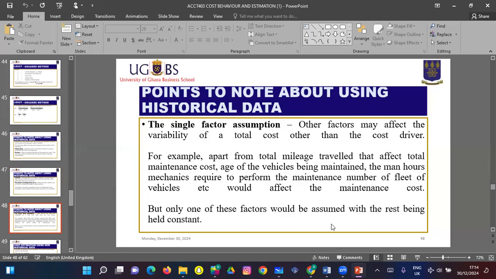So there is a single factor assumption. Other factors may affect variability of a total cost other than the cost driver. For example, apart from total mileage traveled that affects total maintenance, the age of the vehicle being maintained, man hours and machine hours required to perform maintenance, and the number of fleet vehicles would affect maintenance costs. But only these factors would be assumed, the rest being held constant.